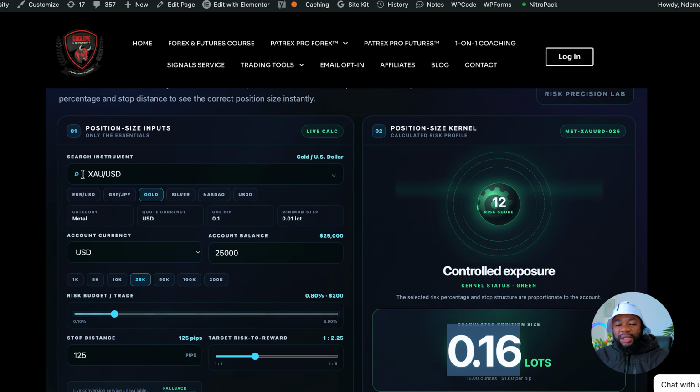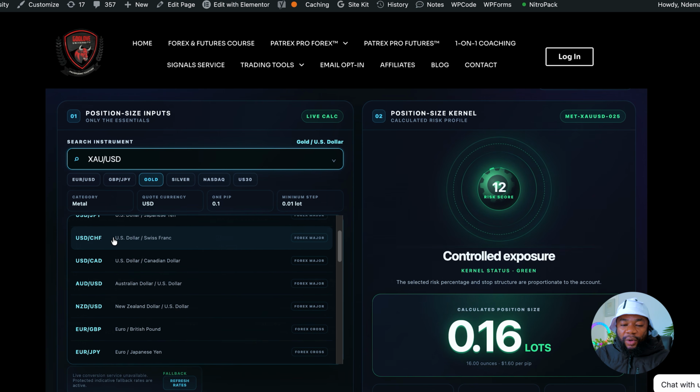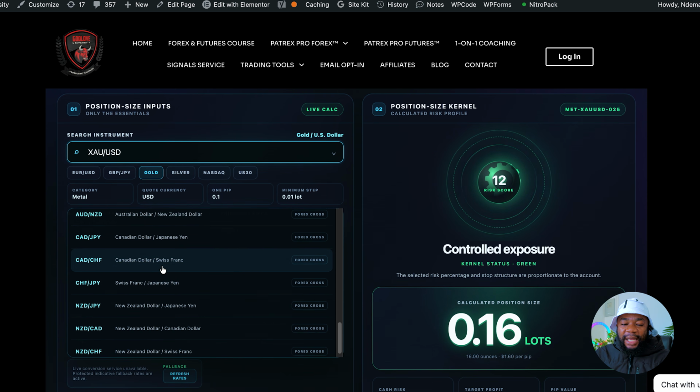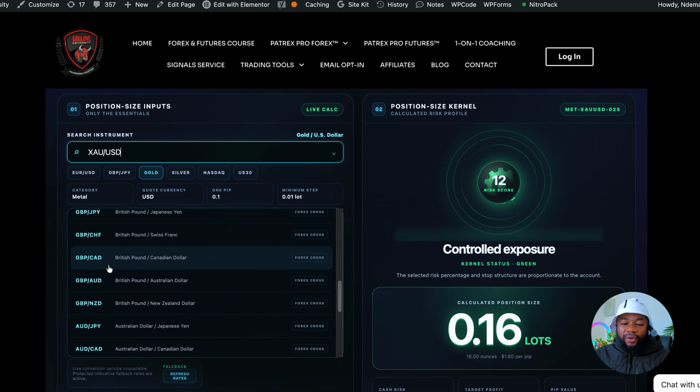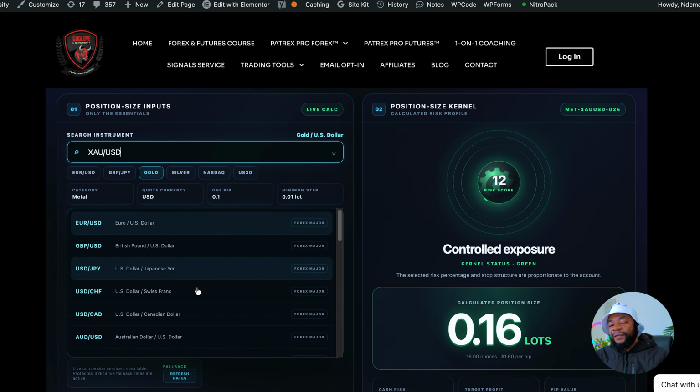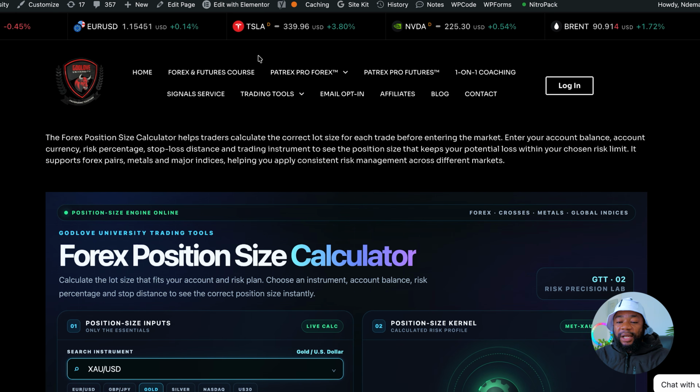Self-explanatory. Everything on the page, no matter the asset you are trading, you will come here, you will see all the assets right here. You can easily just pick them here. You can easily just select them here. More than 50 different assets, and that is a Forex calculator.